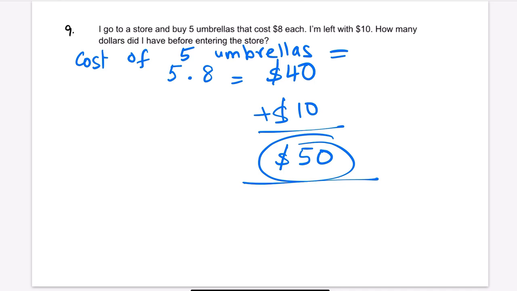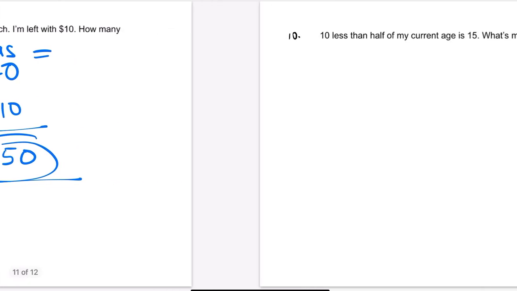So this is a kind of linear equation in one variable problem. The variable is the number of umbrellas you buy or the cost of each umbrella, and then you solve that. Okay, let's move on to the next problem.